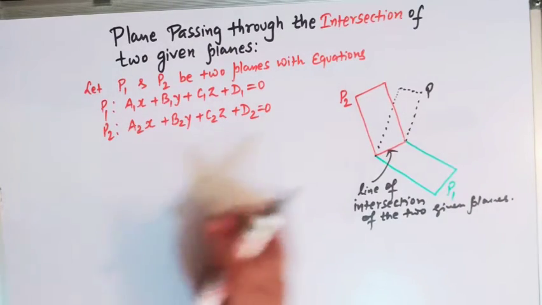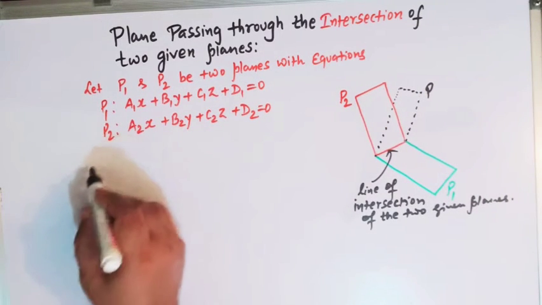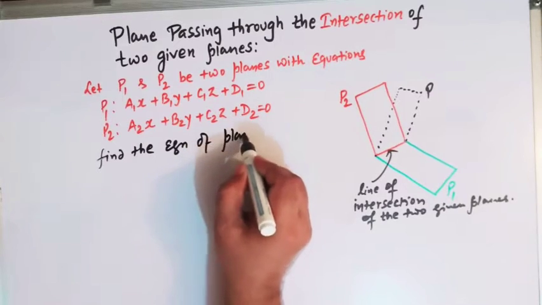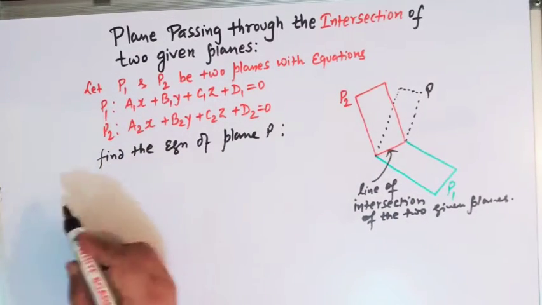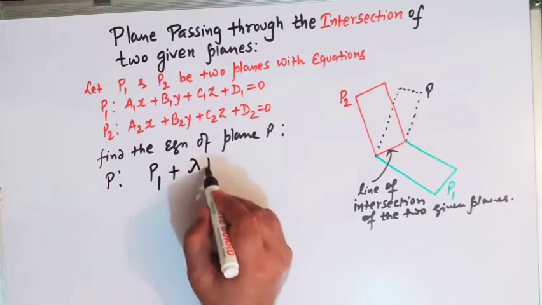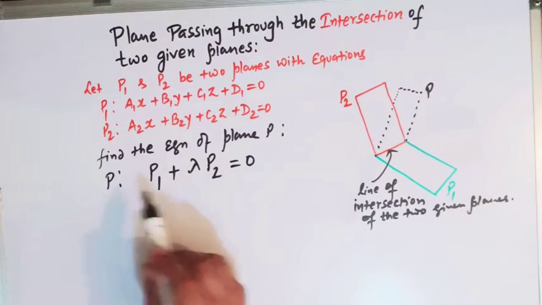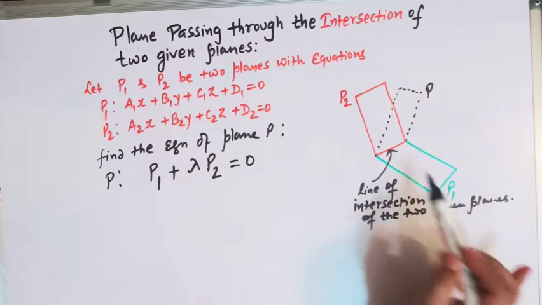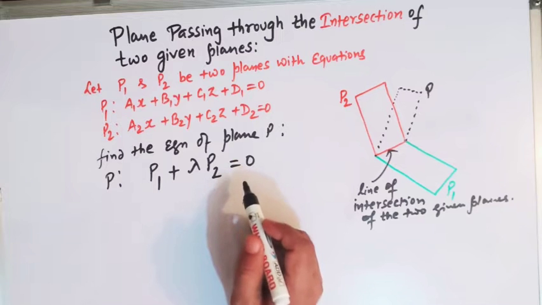Now our aim is to find out the equation of this plane P, and we know the equations of the planes P1 and P2. So the equation of this plane P is given by P1 plus lambda P2 equal to 0, where lambda is some unknown quantity, and the equation of the plane which passes through the line of intersection of these two planes P1 and P2 is given by P1 plus lambda P2 equal to 0, right?